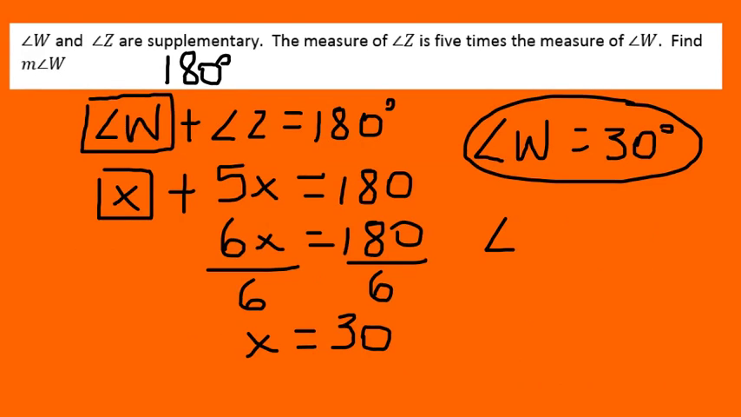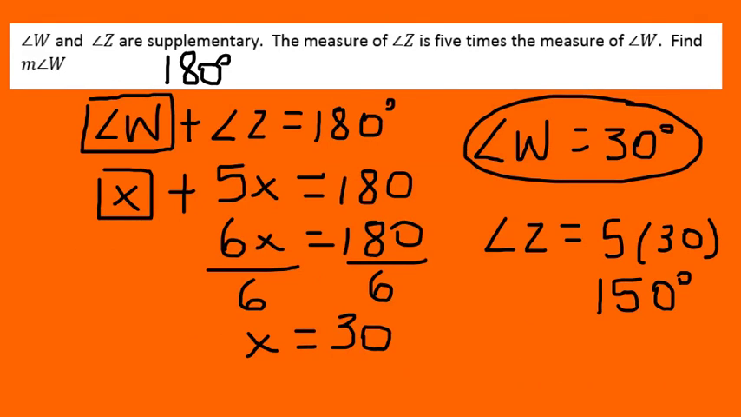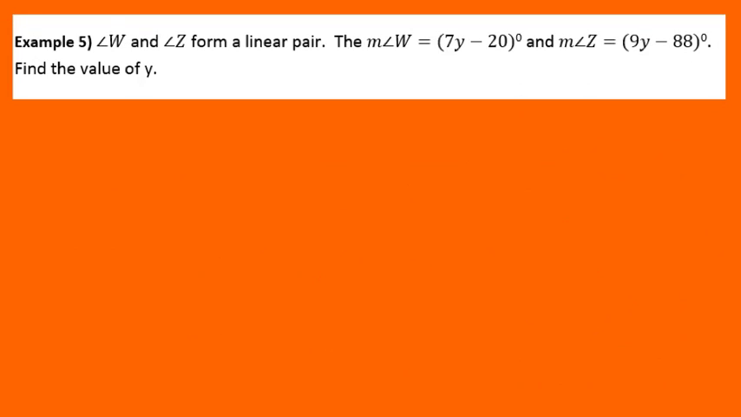If you wanted to check, angle Z is 5 times that, so 5 times 30, which is 150. Again, 30 times 5 is 150. They are supplementary, they add together to equal 180. So it looks like we did our math right. Let's try one last problem. Again, going back to linear pair, very similar to the last example. Linear pairs are always supplementary. They will also always add to 180 degrees. Just wanted to throw that in there.